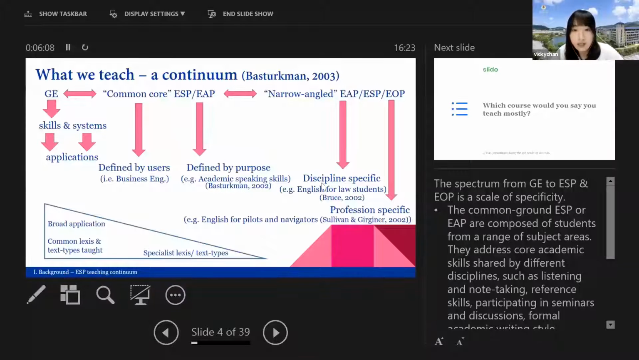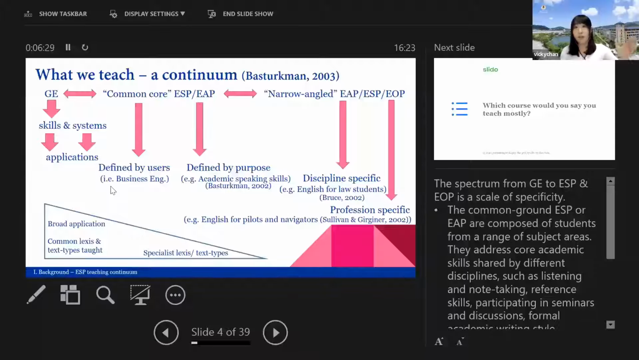And as you can see here, it usually would be discipline specific. For example, English for law students, or even profession specific, English for pilots and navigators. And then at the bottom here, you can also see kind of like a triangle. Again, it shows you how the scale of specificity works here.